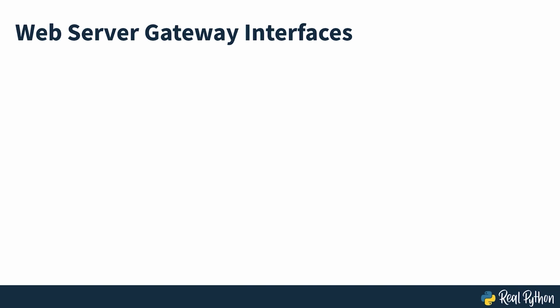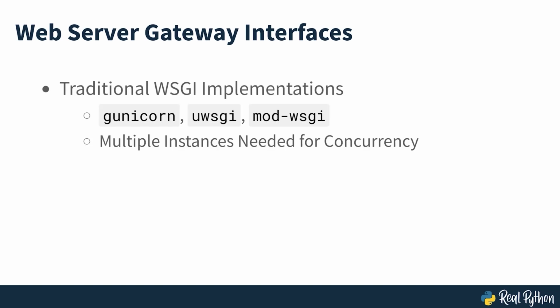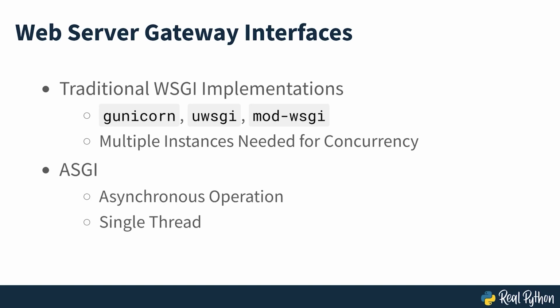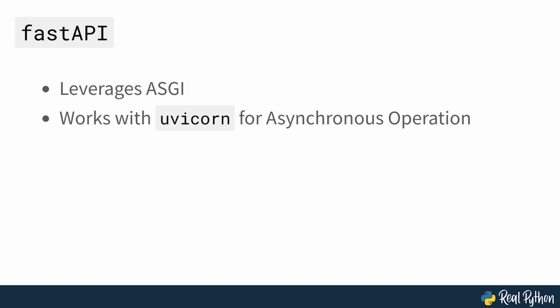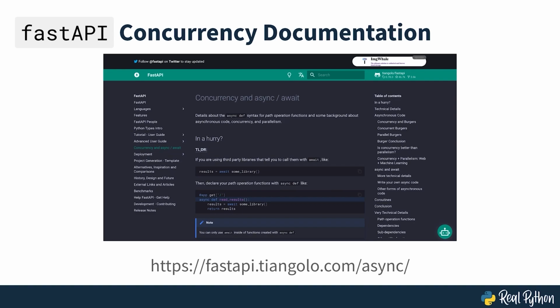Web server gateway interfaces specify how your web server communicates with your web application. Traditional implementations like Gunicorn need to run multiple processes to handle network traffic concurrently. ASGI, in contrast, can handle an asynchronous event loop on a single thread, as long as you can avoid calling any blocking functions. FastAPI leverages the ASGI standard, and you can use the Uvicorn web server, which can handle asynchronous functionality. But as you'll see in this course, you don't have to write asynchronous code to use FastAPI. If you want to learn more about async I/O in Python and how FastAPI handles parallelism, then you can check out the concurrency and async/await page of the FastAPI documentation at the link seen on screen.